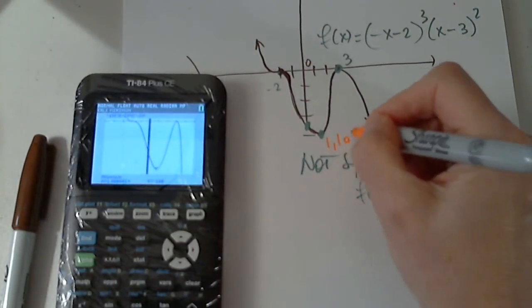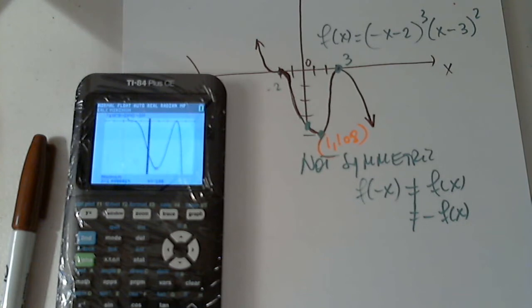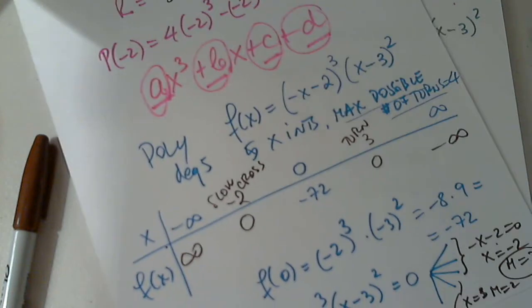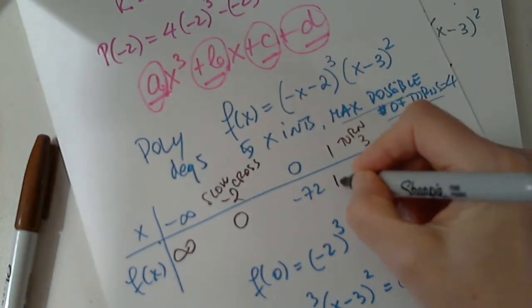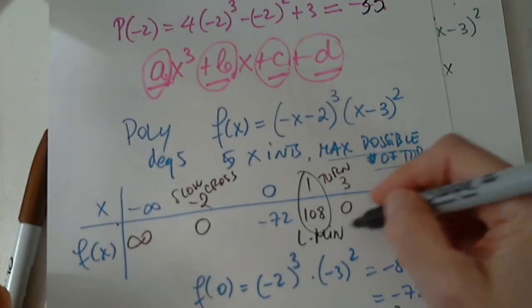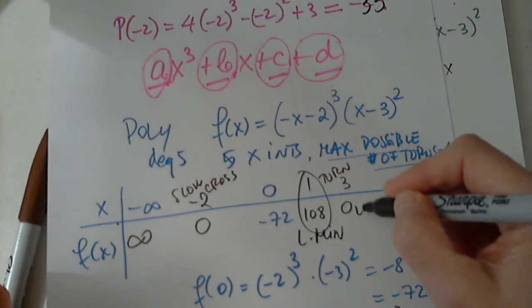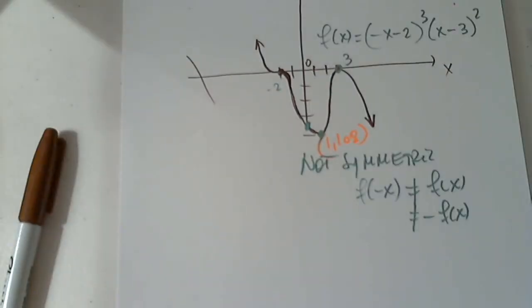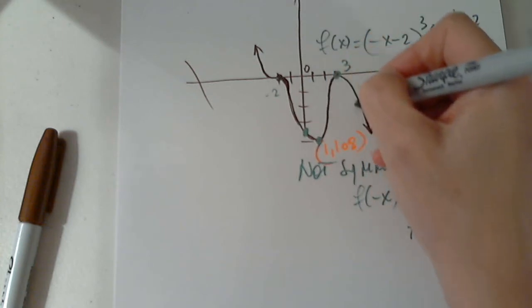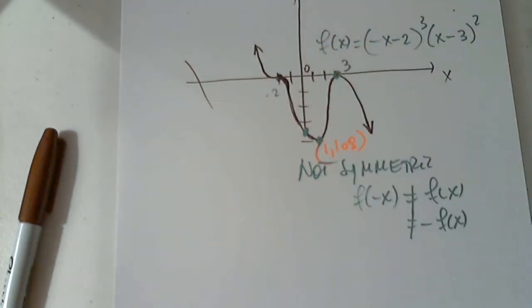So 1 comma negative 108 is the local minimum. Go back and put it in. 1 comma negative 108, local min. Of course, this is a local max. And that's the graph. So again, with these polynomial functions, if when you graph them, it tends to twist your wrist, don't trust it. They have to be nice, smooth, continuous functions.